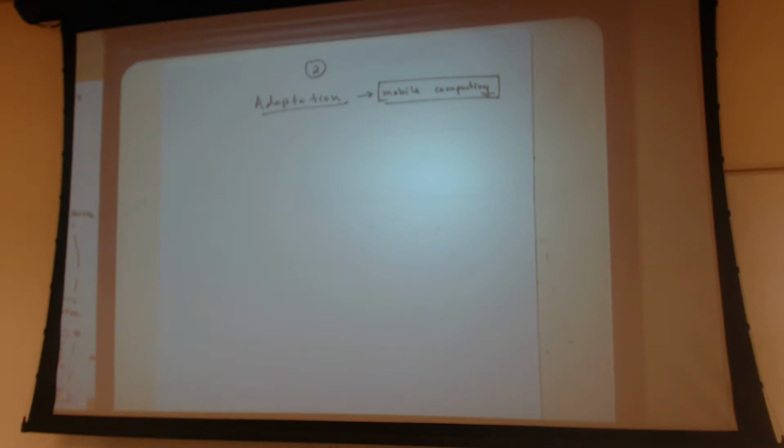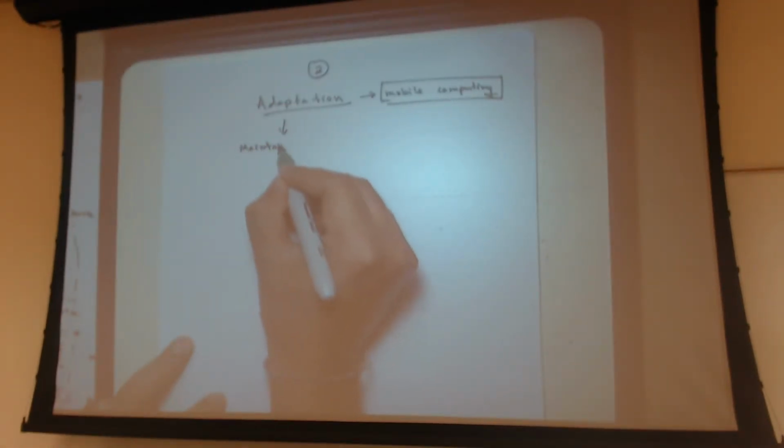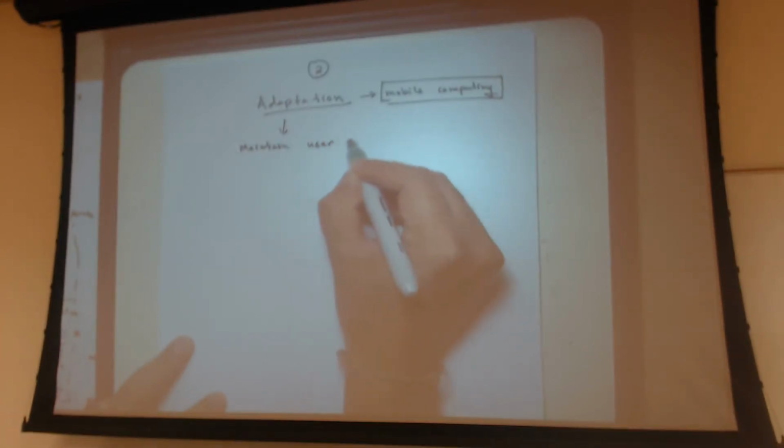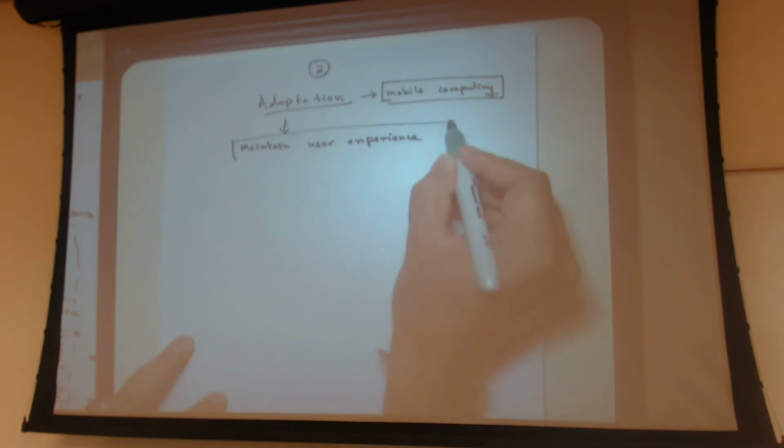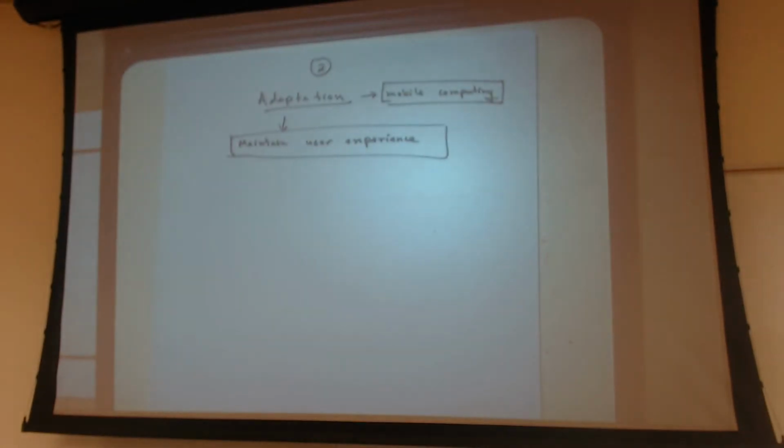User experience, not intellect. User experience. So why do you adapt? Because you have to maintain user experience. This is the single most important thing in mobile computing. Maintaining user experience. We do everything in order to maintain user experience. Everything is done in order to maintain user experience. That is our main goal.